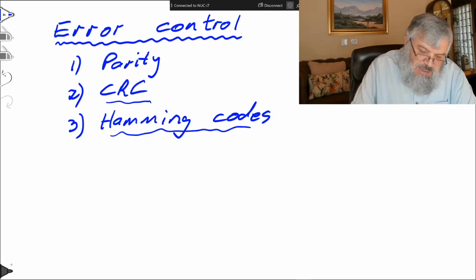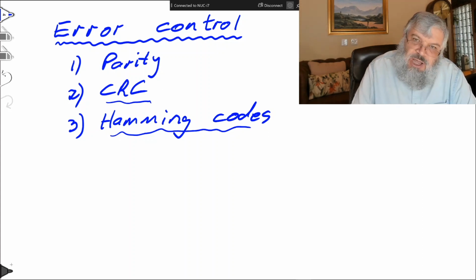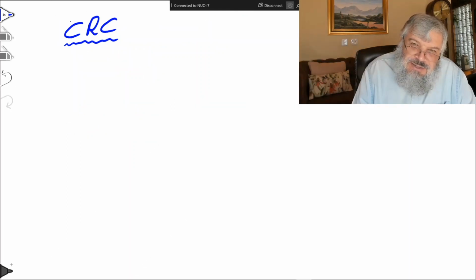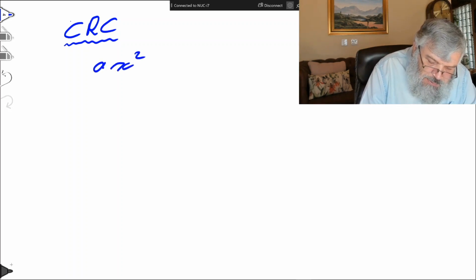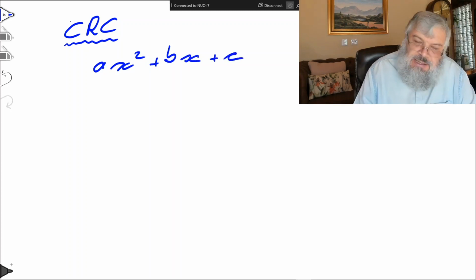Let's look at one small aspect of cyclic redundancy codes. As I said, we're not going to go into the mathematics because we don't have time for that, but we can at least look at how cyclic redundancy codes are calculated. Cyclic redundancy codes are based on polynomial division. In general, if you think about a polynomial, it will probably be something of the form ax squared plus bx plus c.